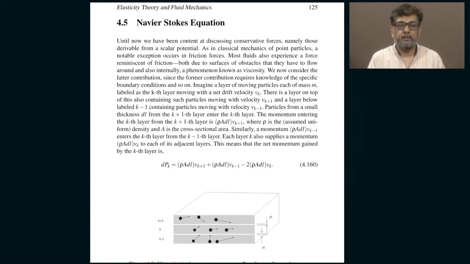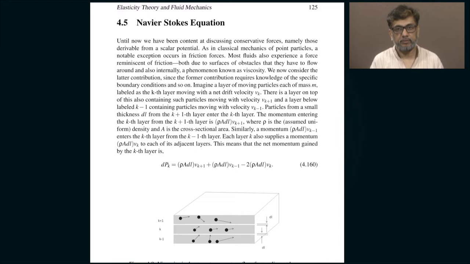Okay, in today's class, I'm going to discuss a new subtopic, which is the Navier-Stokes equation. Like I told you earlier, till now what we have been discussing is the properties of fluids and a description of fluid flow when there is no internal friction or viscosity. We have assumed the fluids are ideal, namely that there is no dissipative internal friction. That is one reason why what we have been discussing is not particularly realistic.